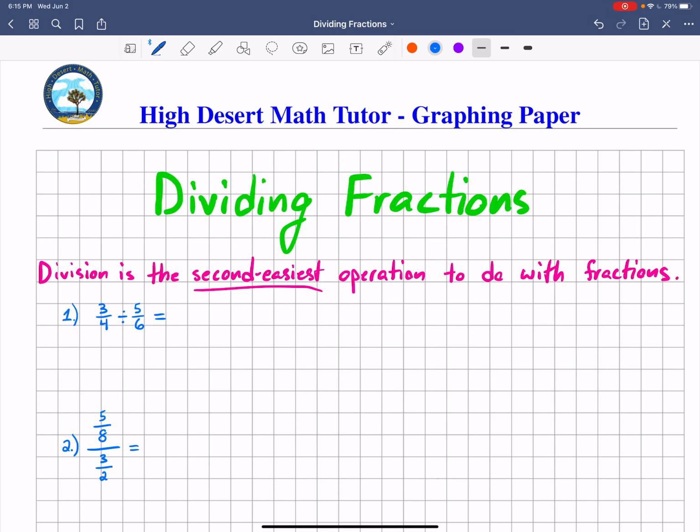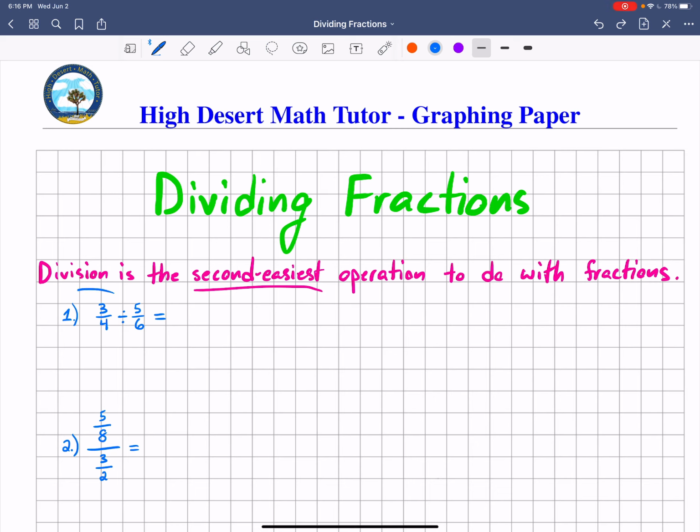So the easiest operation we can do with fractions is multiplication. The second easiest operation we can do with fractions is division. Now you're going to see that it's not all that intimidating actually, even though at first glance it may feel like dividing fractions is going to be complicated. So it's very straightforward, believe it or not.